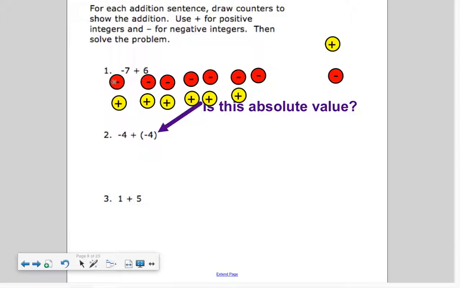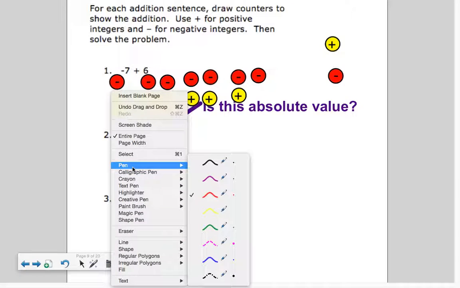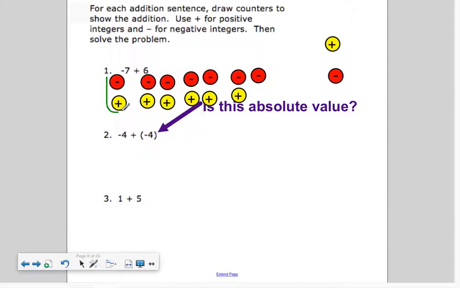What happens when I put a negative and a positive together? It zeroes out. It becomes a zero pair. Many ways you can represent it. Some people cross it out. Some people circle it. It's up to you. Zero pair, zero pair, zero pair, zero pair, zero pair, zero pair. So what are we left with? We are left with 1 negative, so the answer is -1.